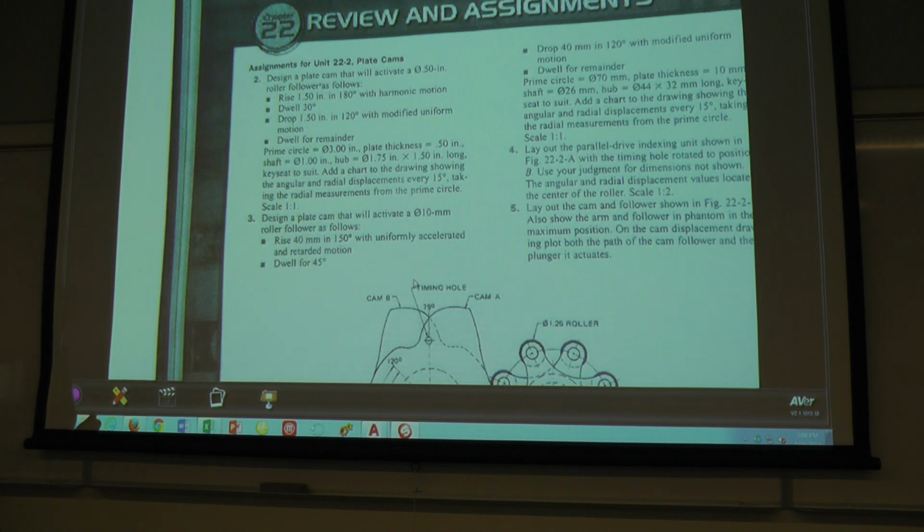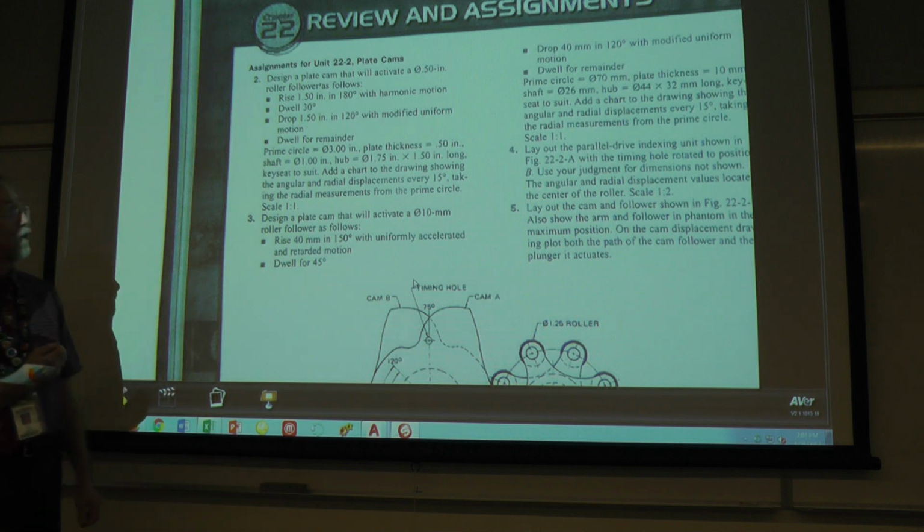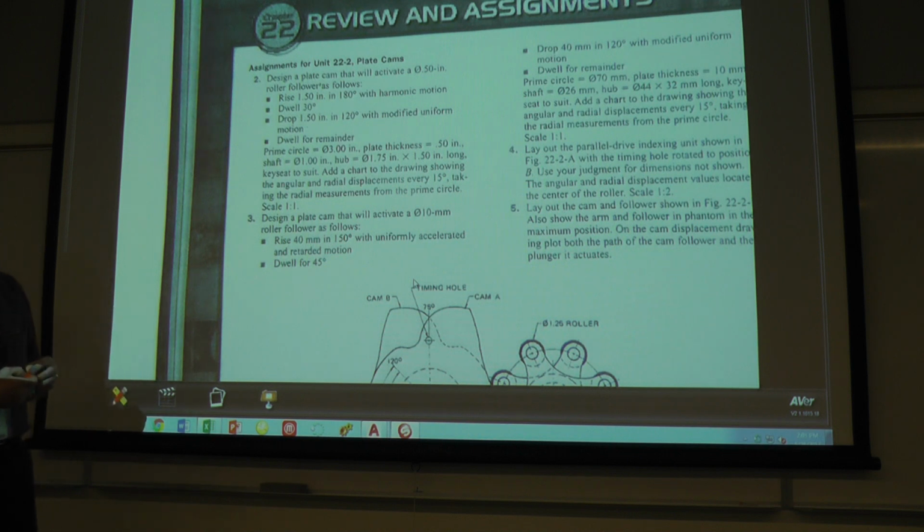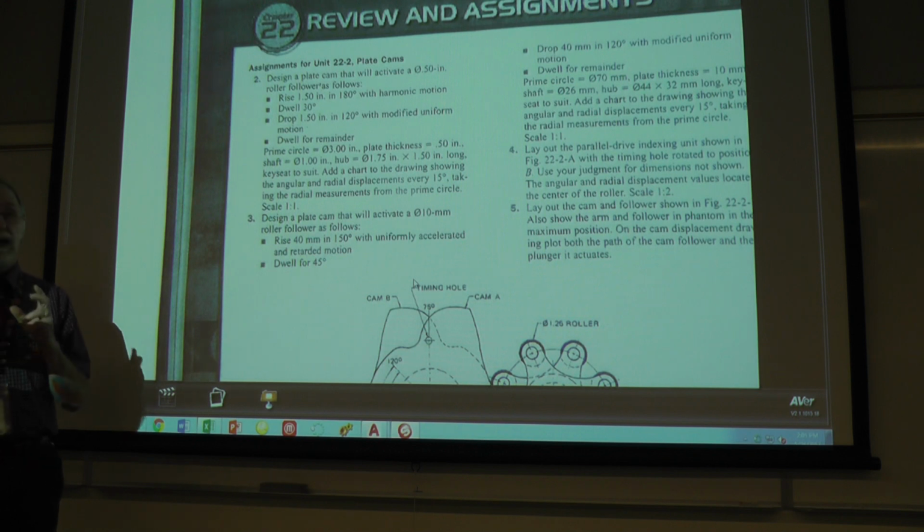There's something called a prime circle that has a diameter of 3 inches. The plate thickness of the cam is 1/2 inch. The shaft is a 1-inch diameter hole. The hub is a 1.75 or 1 3/4 inch by 1.5 inch long hub, and you will size the key seat to suit, although you'll probably see in the example drawing it's already been done, hint hint. So you can verify that.